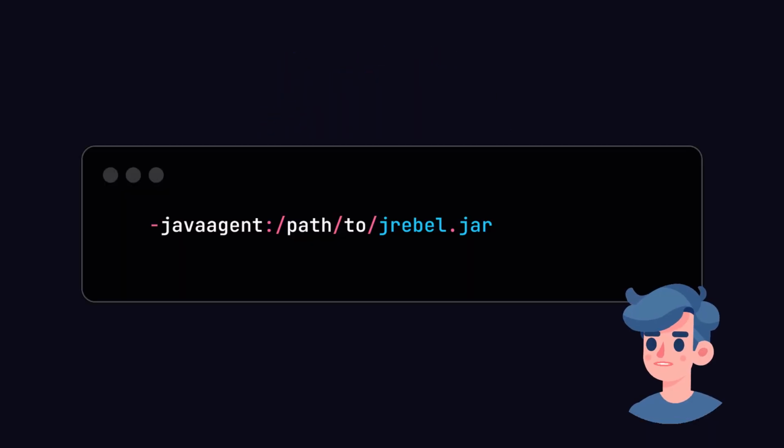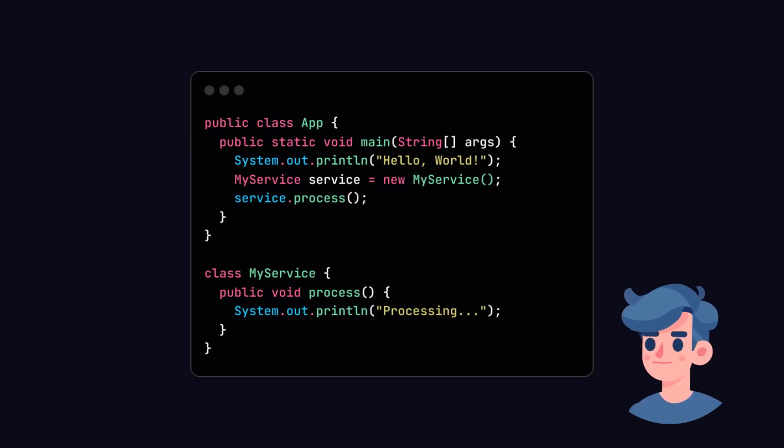Now, let's configure JRebel to work with our project. Go to Run, then Edit Configurations. Click the plus button and select JRebel Application. Choose your main application class and ensure the necessary VM options are set. You might need to add the following line: javaagent, path/to/jrebel.jar. Once configured, click OK, and let's move on to coding.